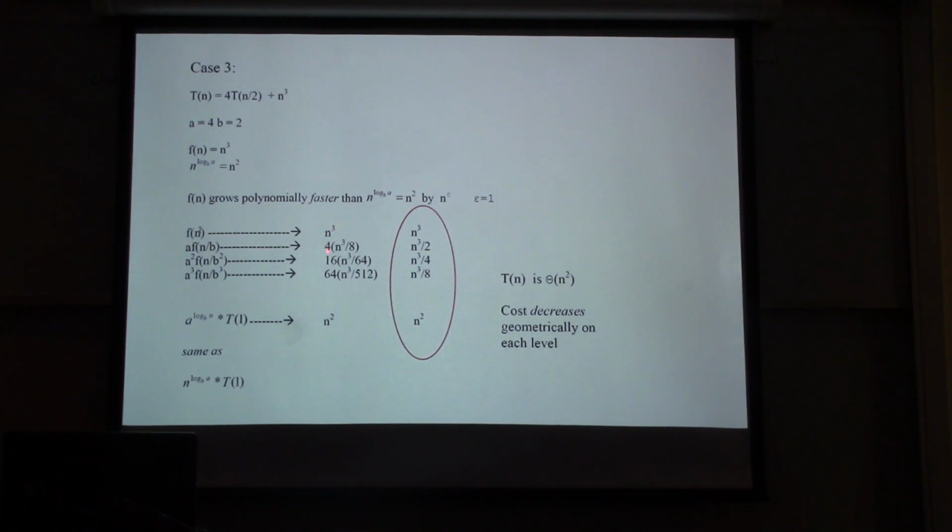Then we do 4 times n cubed over 8, which is n cubed over 2. Then we have n cubed over 4, n cubed over 8. And eventually, we get down to n squared. We keep decreasing until this increases all the way up to n, and we have n cubed over n, which is n squared. So the cost is decreasing, exponentially. And so all of the work will be proportional to just the leaf level. Does that make sense?